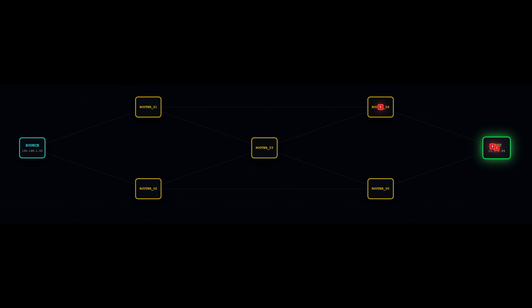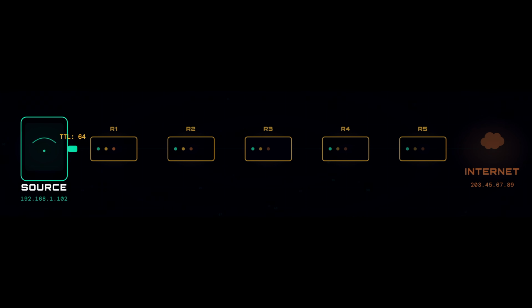Packets from the same message don't always take the same route, which makes the internet flexible and resilient. Packets also have a limit called TTL, time to live, which is like a built-in safety counter that prevents them from circulating endlessly in the network if something goes wrong. Every time a packet moves from one router to another, the TTL value is reduced by 1.